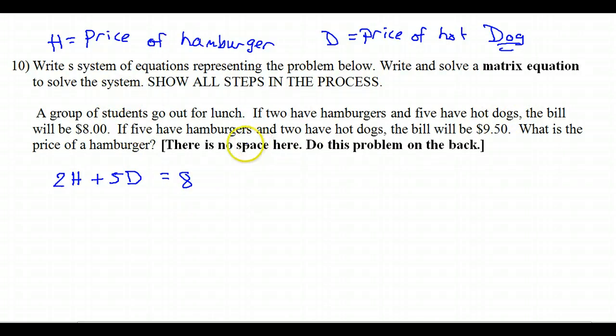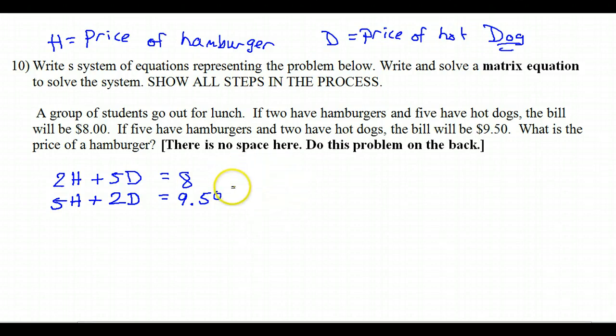Now if 5 have hamburgers and 2 have hot dogs, the bill will be $9.50. So it's $9.50. What is the price of a hamburger? And let's find the price of a hot dog while we're at it. And we're supposed to use matrices.